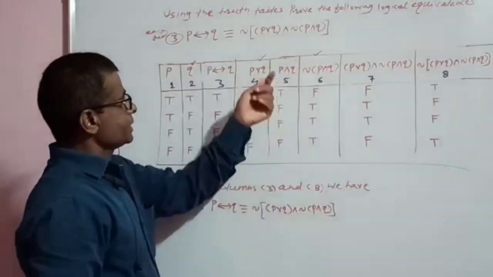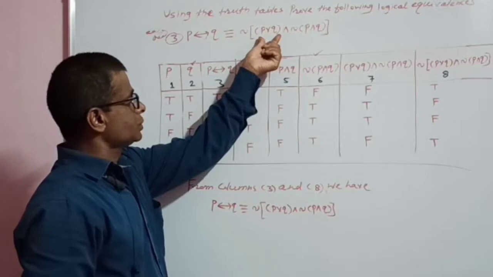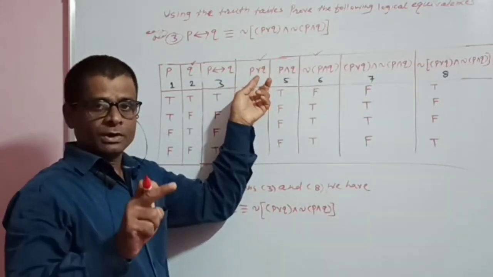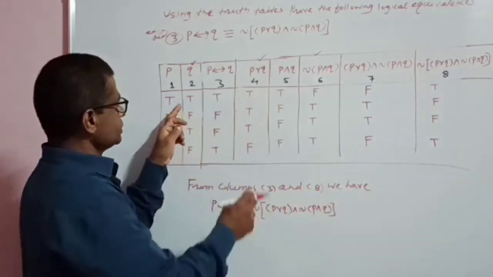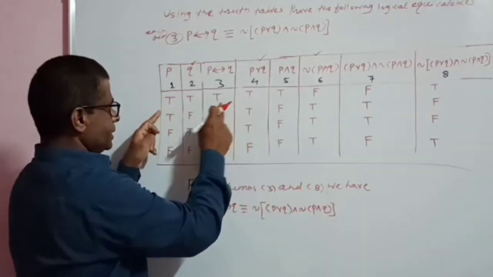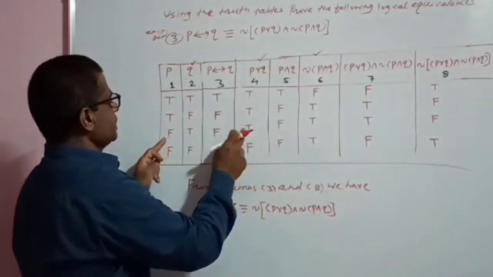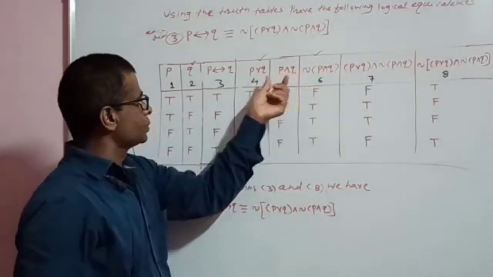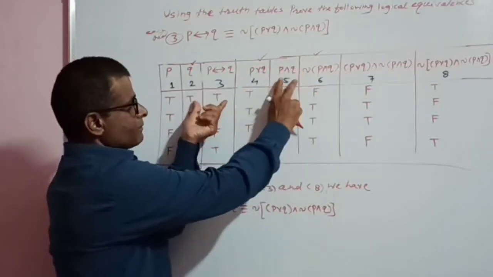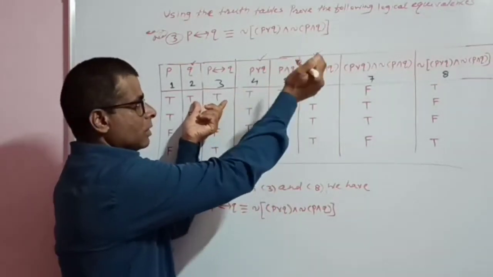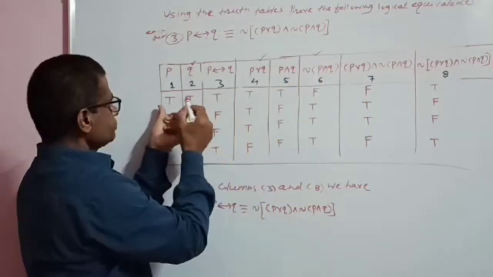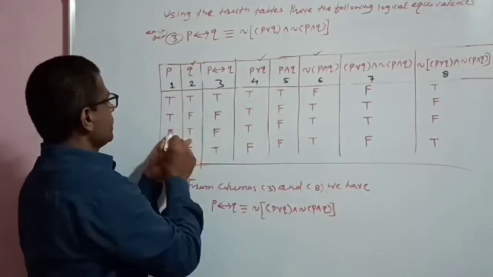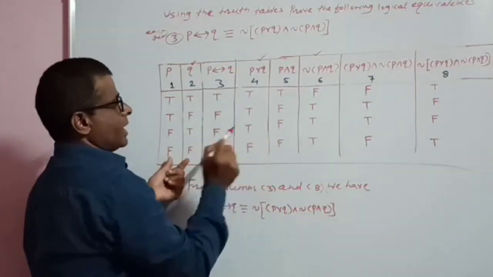Then come to the right hand side. First is what? P disjunction Q. The disjunction is true if both are true or if any one of the two statements is true. So that is disjunction between this P and Q. T T T, T F T, F T T, F F F. Then take the conjunction between P and Q. The conjunction is true if both are true, and it is false in all the other cases. So T conjunction T is T, T F F, F T F, F F F.